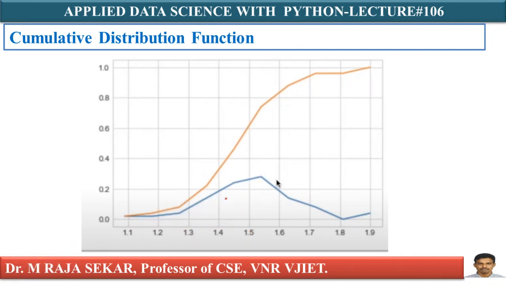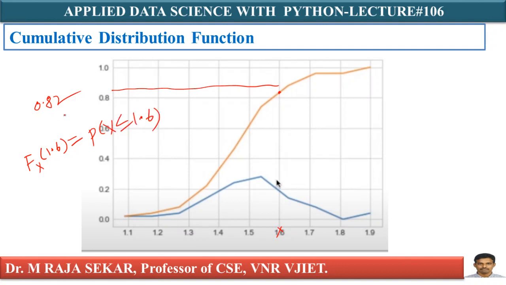Let me go back again to my discussion. Let me say the same 1.6. This is x. What is the corresponding value? Let me assume this is almost 0.82. That means the value of capital F of 1.6 is P of capital X less than or equal to 1.6. What's the corresponding probability? Its value is 0.82. That means 82% of setosa flowers have petal length less than or equal to 1.6.